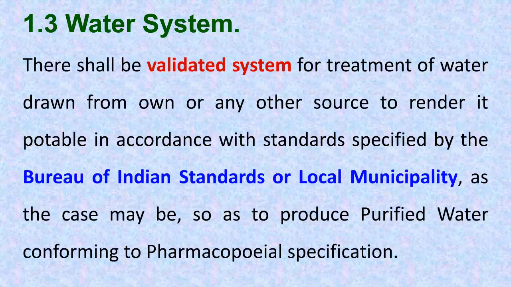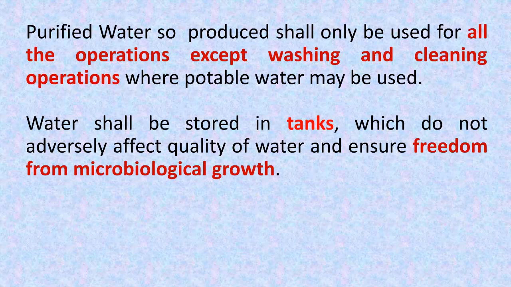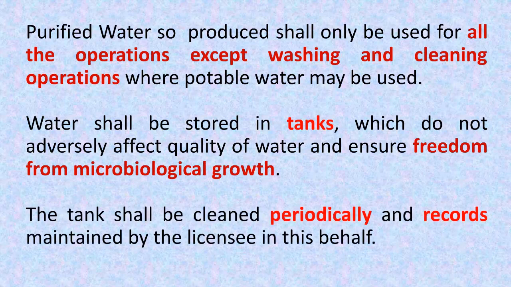Water system. There shall be a validated system for treatment of water drawn from own or any other source to render it potable in accordance with standards specified by the Bureau of Indian Standards or local municipality, as the case may be, so as to produce purified water conforming to Pharmacopoeial specification. Purified water so produced shall be used for all operations except washing and cleaning operations, where potable water may be used. Water shall be stored in tanks which do not adversely affect quality of water and ensure freedom from microbiological growth. The tank shall be cleaned periodically and records maintained by the licensee in this behalf.